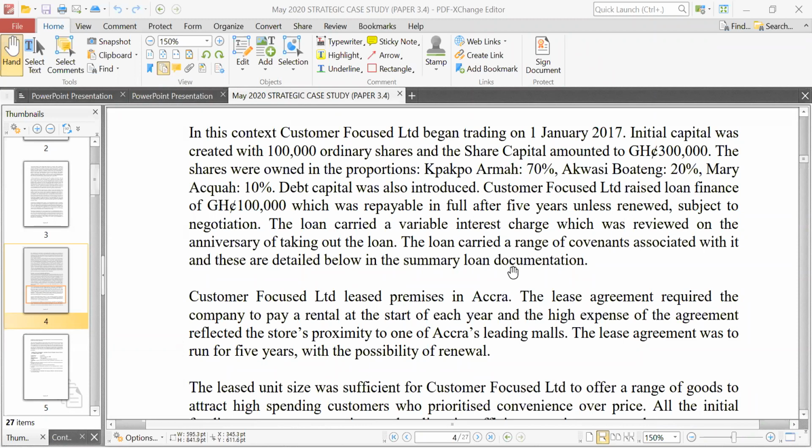Customer Focus Limited leased premises in Ghana. The lease agreement required the company to pay a rental at the start of each year, and the high expense of the agreement reflected the store's proximity to one of Accra's leading malls. The lease agreement was to run for 5 years with the possibility of renewal.